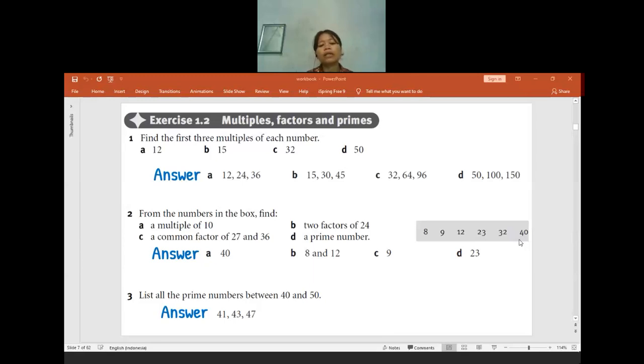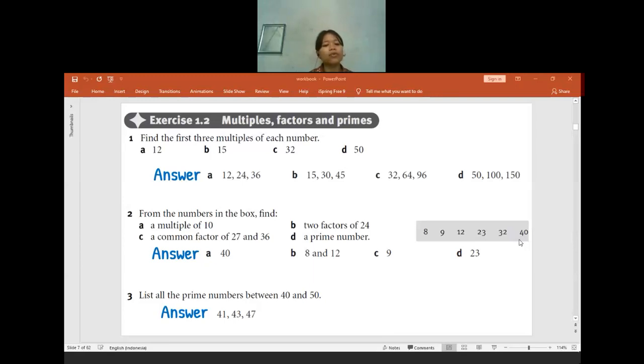And then a common factor of 27 and 36. So I need to find any number that can divide both 27 and 36. The number is 9. For question 2D, prime number, the prime number in here is 23. A prime number is any number that only has 2 factors, 1 and the number itself.